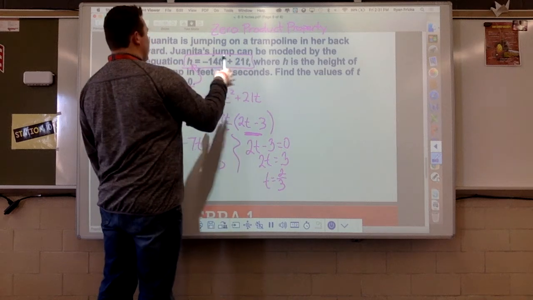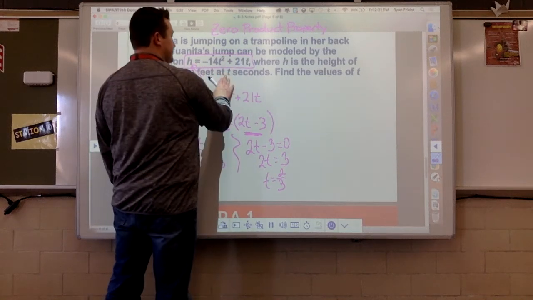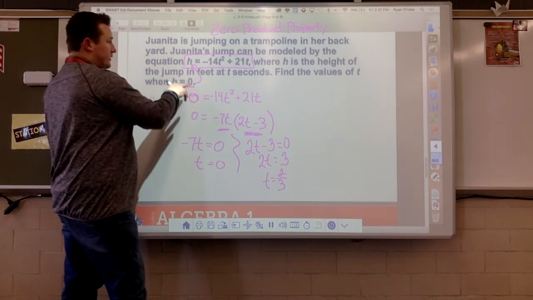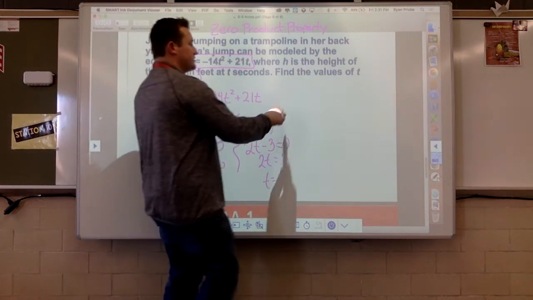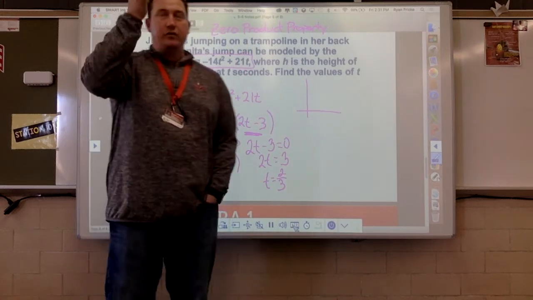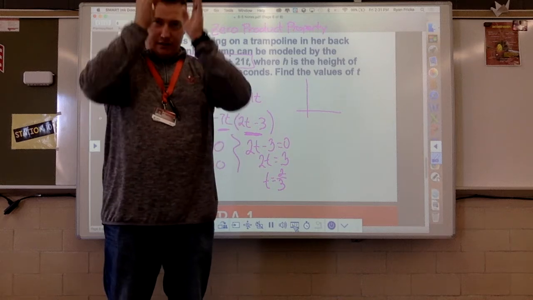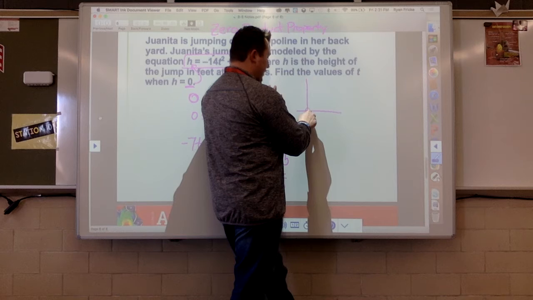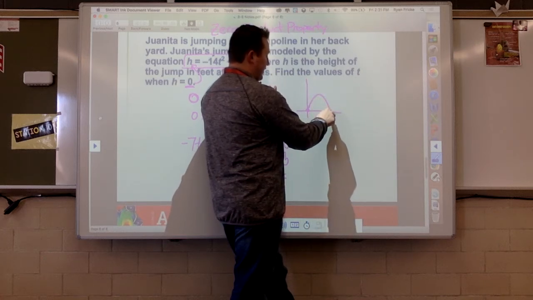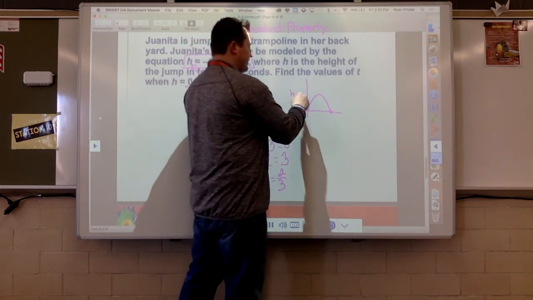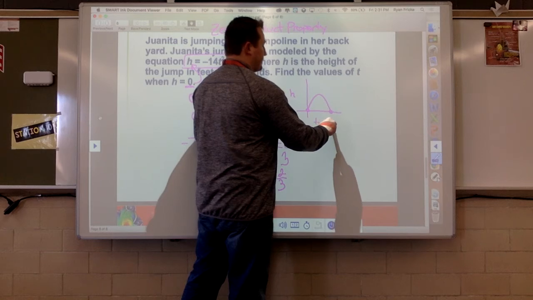So let's think about this problem. The height of jumping on a trampoline is modeled by this, where h is the height and t is the time. So in other words, if we're on a trampoline, and we can all picture we're bouncing up and down, well, when our feet are on the trampoline, that's right here. And then we go up and we come back down. And that's right here.